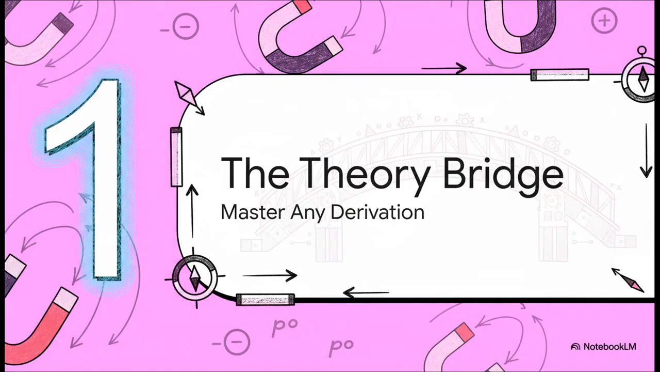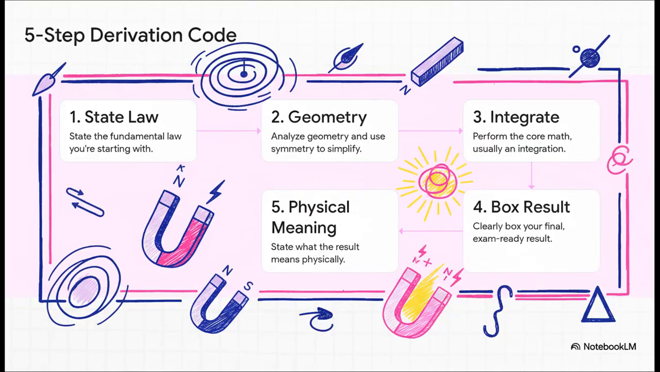So, how are we going to do it? We're going to use a framework I call the theory bridge. Just think of it like a repeatable recipe, a system that connects a basic fundamental law to a final exam-ready result. This is the weapon you'll use to take down any derivation they can throw at you. And here's the code. It's so simple. Pretty much every major derivation in magnetism can be broken down into these 5 steps.